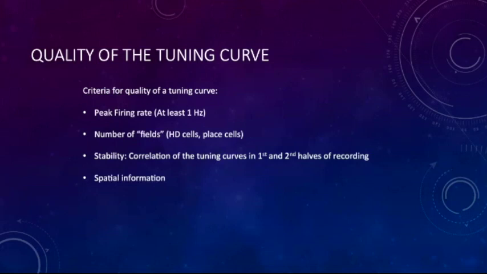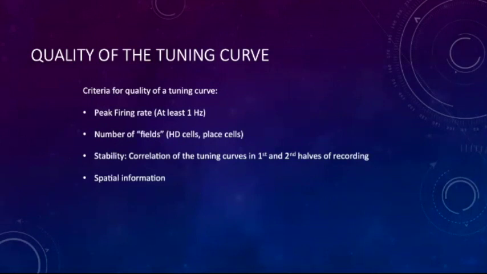One thing that is usually done in the field is to assess how good a given cell is, how good is a head direction cell. And many criteria are usually used. For example, people set limits for the peak firing rate of a head direction cell. It's totally arbitrary, right? But you say, well, any cell that doesn't fire at least at 1 hertz somewhere in the tuning curve is not considered in my data set.